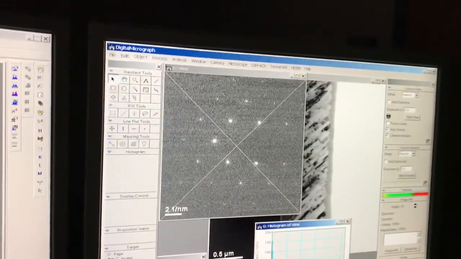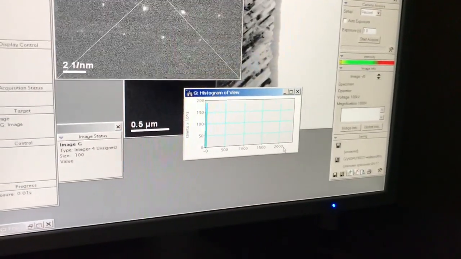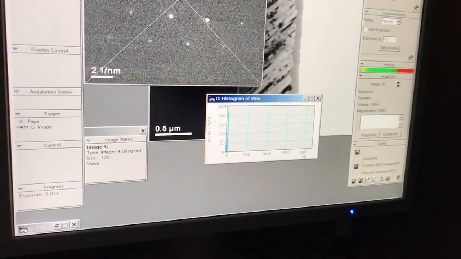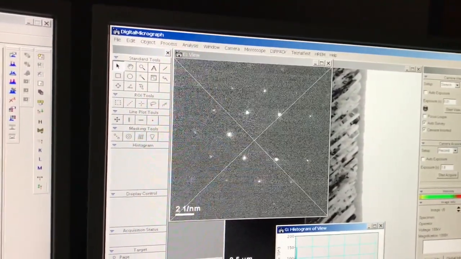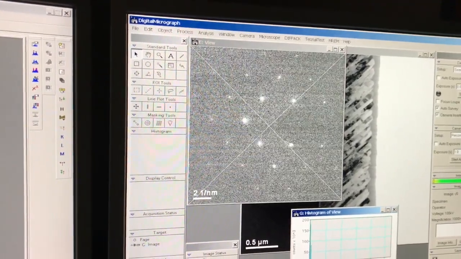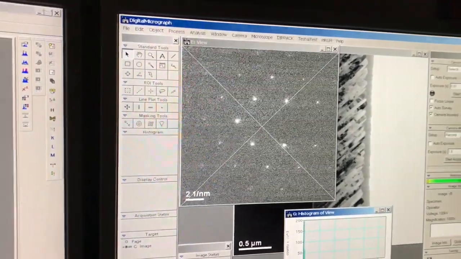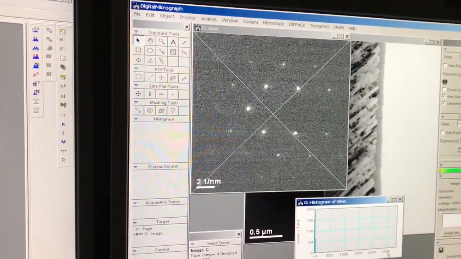Okay, so there you can see the diffraction pattern, and you can see now I've got some signal there. And clearly we see the 110 zone axis for a diamond cubic material. You'll notice that part of the pattern is blocked off. That's again because the beam stop is in there.